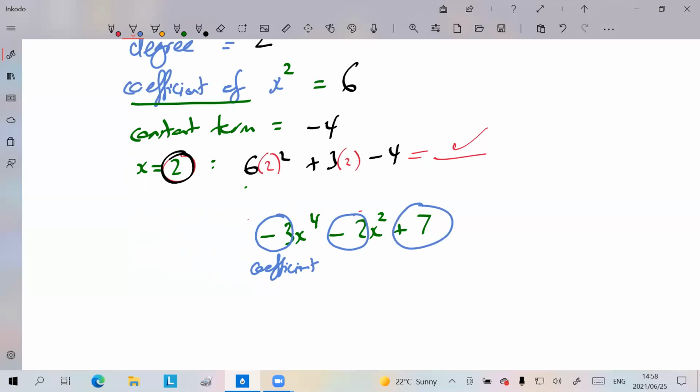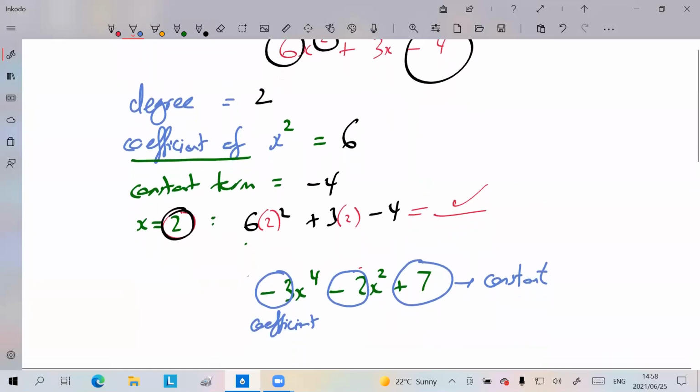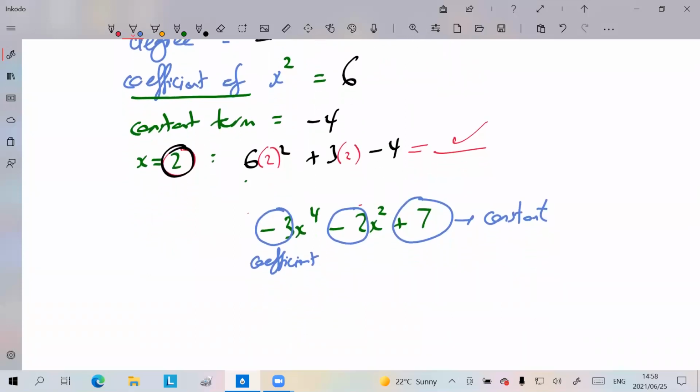This, the number without a variable attached to it, is your constant. Right, constants. I got great handwriting, I know. That's the constant. And what else can they ask? Yeah, degree, coefficient, constant covers everything or most of it.